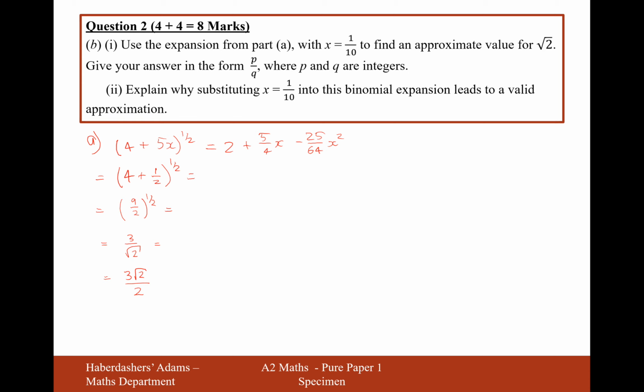Once we've substituted in 1 over 10 into the right hand side, we need to double it and then divide it by 3 to get the square root of 2 on its own. So let's now substitute in 1/10 onto the right hand side. It's going to be 2 plus 5 over 4 times 1/10 minus 25 over 64 times (1/10) squared. Whoops, that needs to be squared. Although this is an approximation question, we can use our calculator here. So let's grab our calculator and work out what this is going to be.